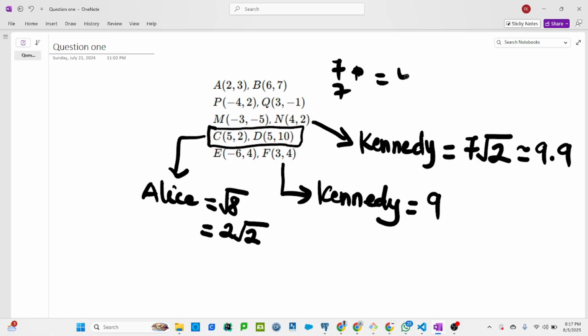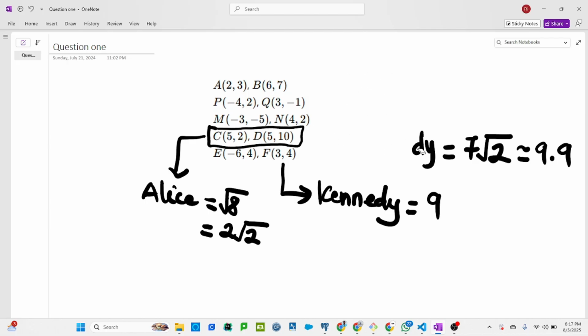That will be 49. So 49 plus 49, yes. So basically it's 7 root 2. That's also correct. We have actually done it yesterday, so I'm just using the formula to confirm. So Kennedy, the second one is correct.